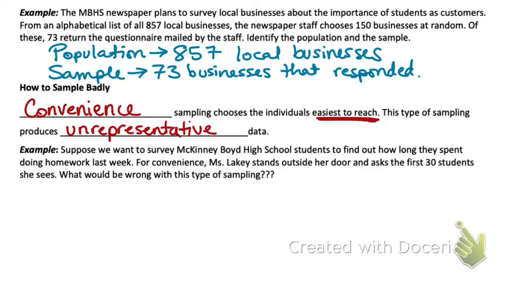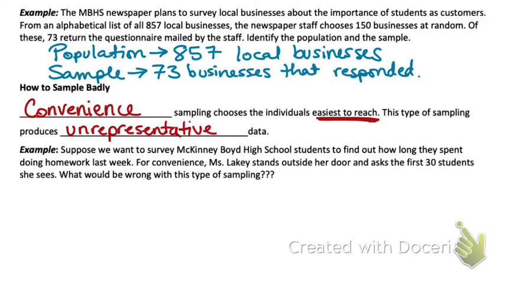Here's an example. This might be something you would see on a free response. Suppose we want to survey McKinney Boyd High School students and find out how long they spent doing their homework last week. So for convenience, Miss Lakey stands right outside her door and asks the first 30 students she sees. Now, this is a convenient sample. It's convenient for me to take the survey. A convenient sample is always convenient for the interviewer. Okay? What's wrong with this?